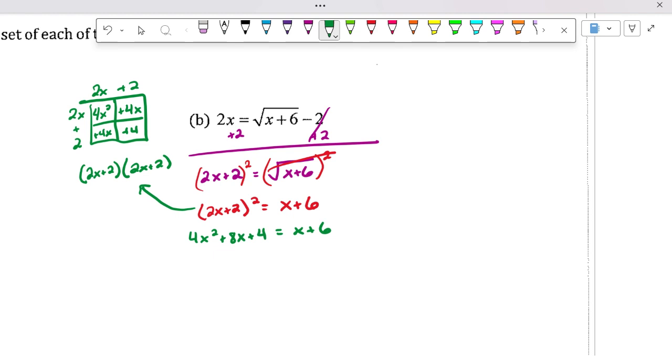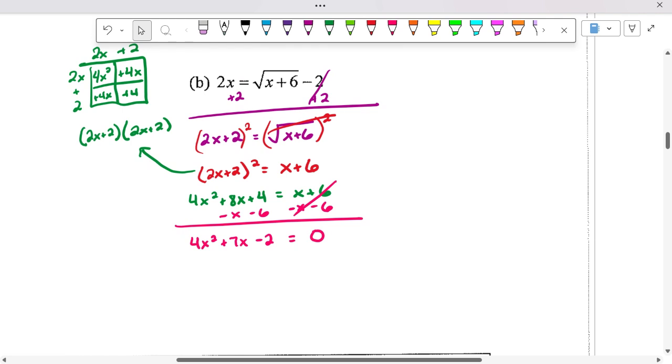Now, we're solving a quadratic, so what's the first step? Get one side equal to 0. Which side am I moving? The x and the 6. So I'm going to subtract those from both sides. This is 4x squared plus 7x minus 2 is equal to 0. Now, there's no GCF, so I can go straight into big X.